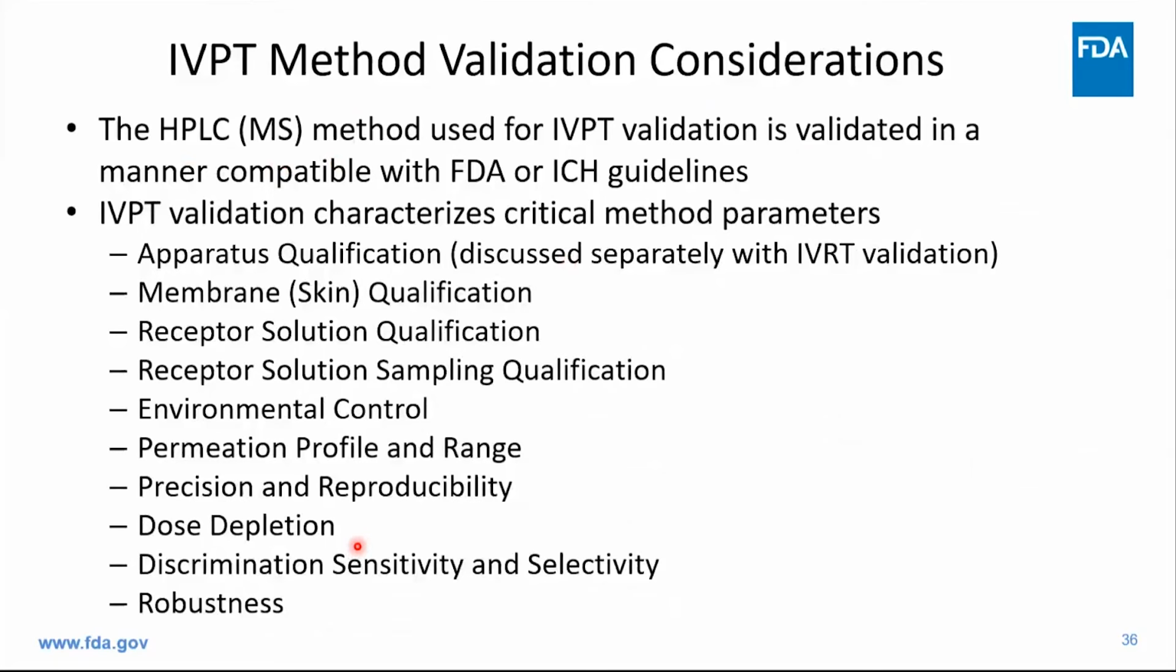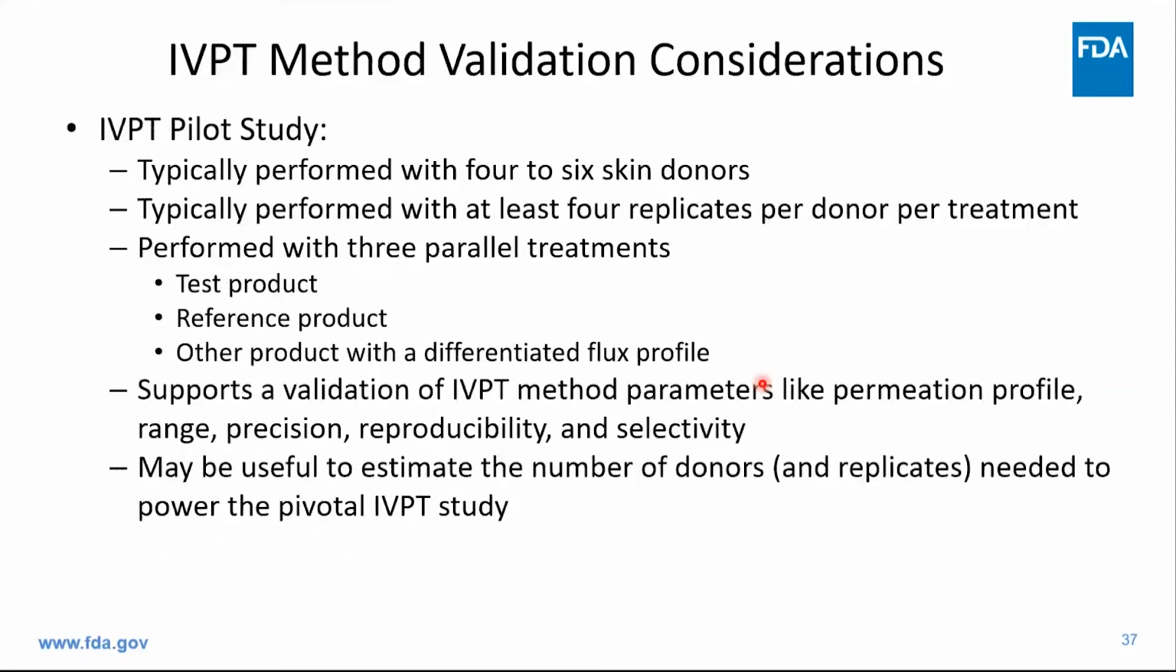So you first validate the analytical method, and now you use that validated method to evaluate things, for example, the receptor solution solubility or stability. And then many of these components are actually evaluated in a pilot study. So after you develop your method, you go ahead and run a study, and I'll talk about that pilot study first. This is typically performed with 4 to 6 skin donors, and typically performed with at least 4 replicates per donor per treatment. And that treatment includes a test and reference product as well as a third product.